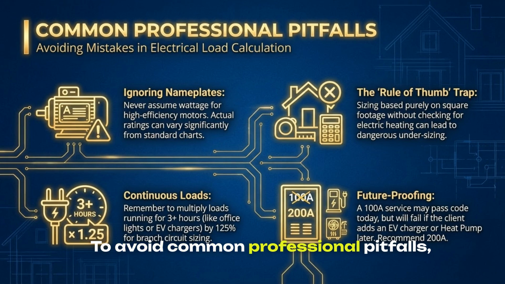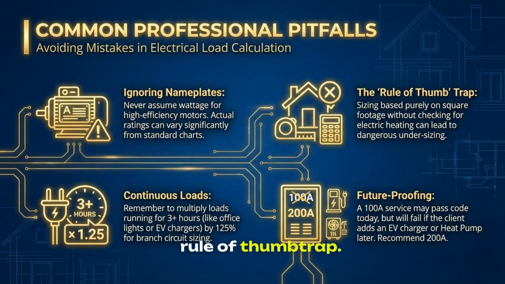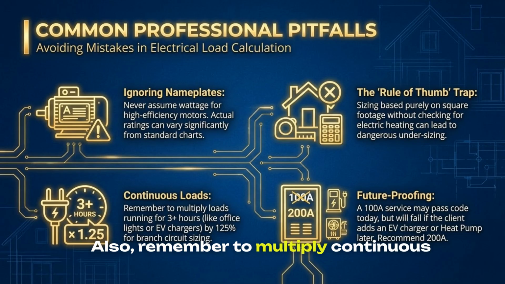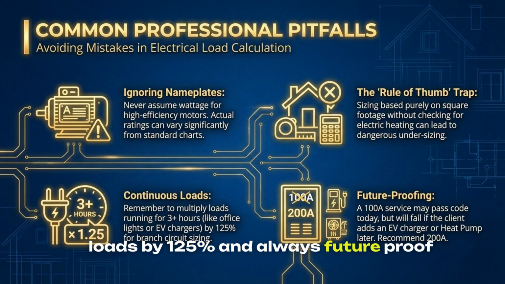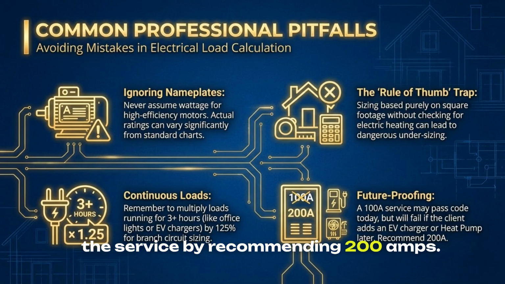To avoid common professional pitfalls, never ignore nameplates or fall into the rule of thumb trap. Also, remember to multiply continuous loads by 125% and always future-proof the service by recommending 200 amps.